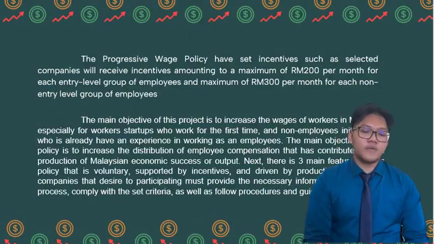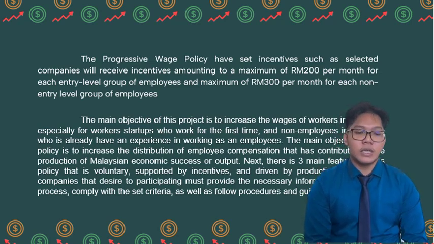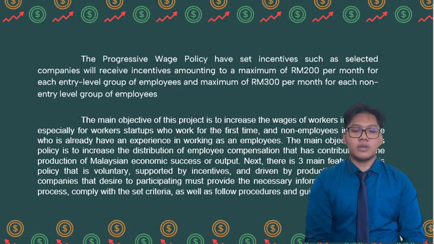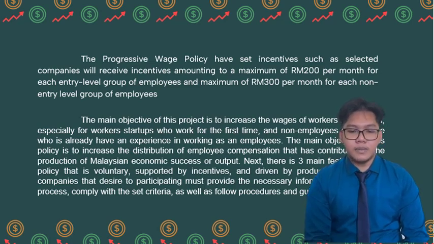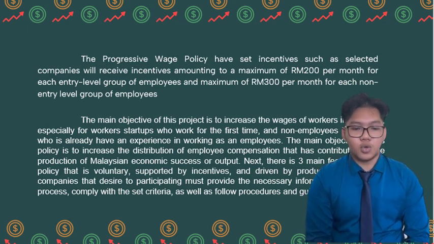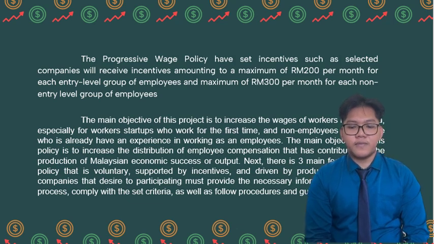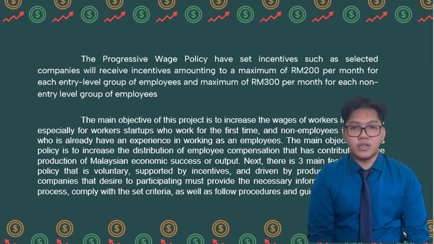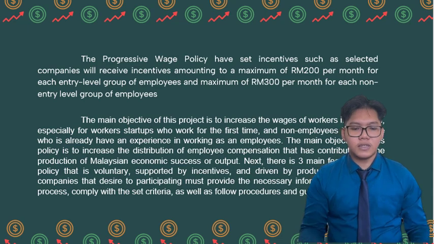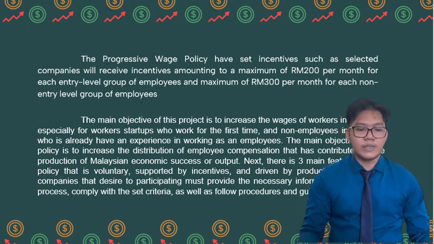Next, the progressive wage policy has a set incentive, such as selected companies will receive an incentive amounting to a minimum of 200 ringgit per month for each entry-level group of employees and a maximum of 300 ringgit per month for each non-entry-level group of employees.